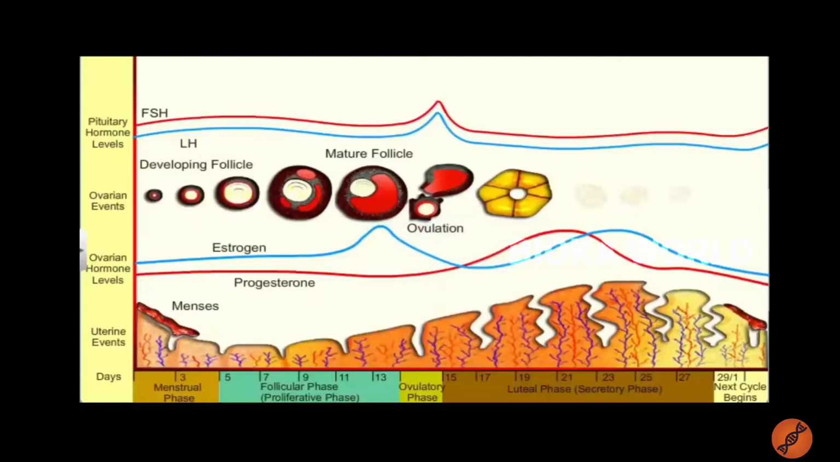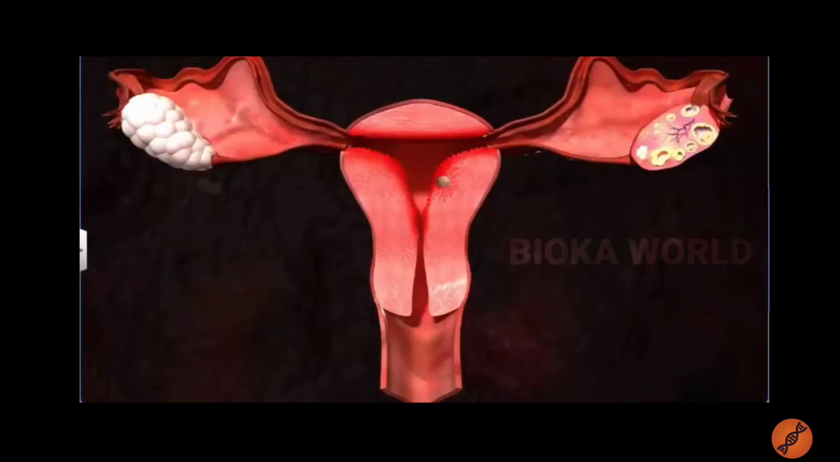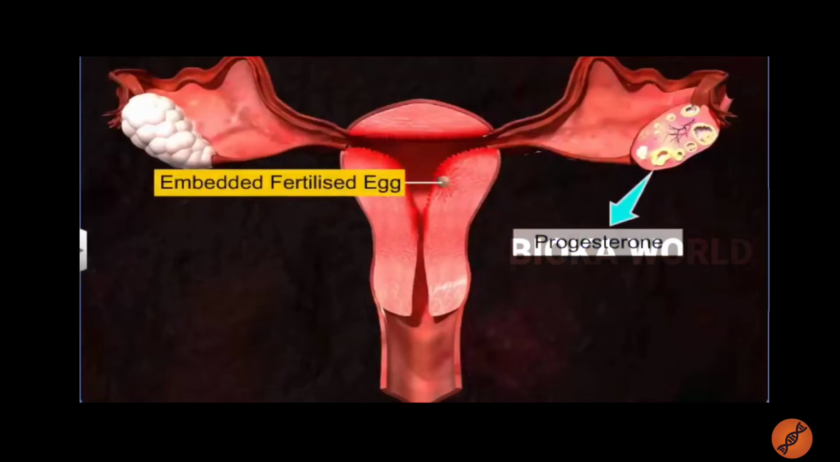However, once the corpus luteum begins secreting large amounts of progesterone and FSH and LH inhibiting hormone, the levels of both these hormones drop, which in turn also lowers the levels of estrogen in the body. However, the endometrium continues its thickening because of the increasing level of progesterone. Incidentally, the corpus luteum will keep secreting progesterone if a fertilized egg gets embedded in the endometrium.